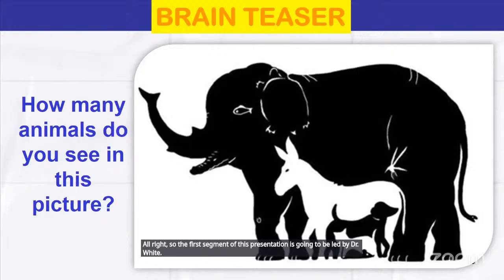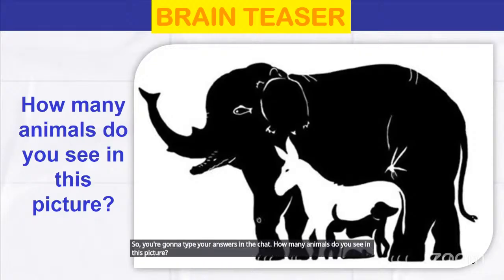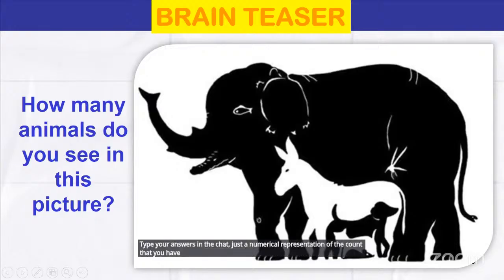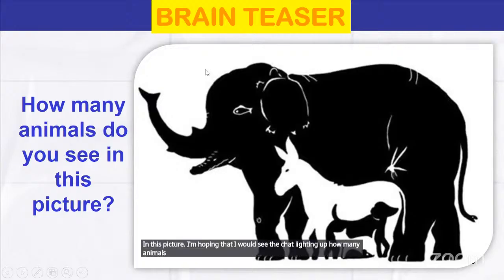All right, so the first segment of this presentation is going to be led by Dr. White. And so before we get into the meat of the matter, we're going to have a little brain teaser. And I like that this is being done online because you can see the picture very clearly. So you're going to type your answers in the chat. How many animals do you see in this picture? Just a numerical representation of the count that you have made of the number of animals that you are able to identify in this picture. I'm hoping that I would see the chat lighting up. How many animals do you see in that picture?